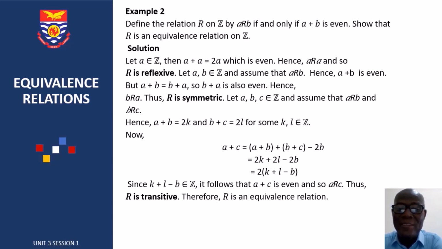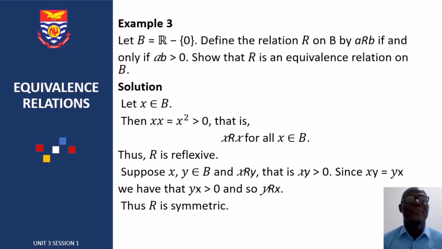Hence, R is transitive. Now, since the relation satisfies the three conditions, that is, it's reflexive, it is symmetric, and it is transitive, we can conclude that the relation is an equivalence relation.